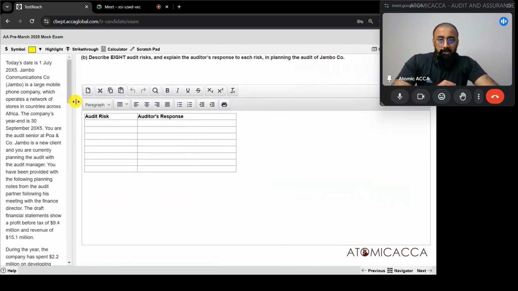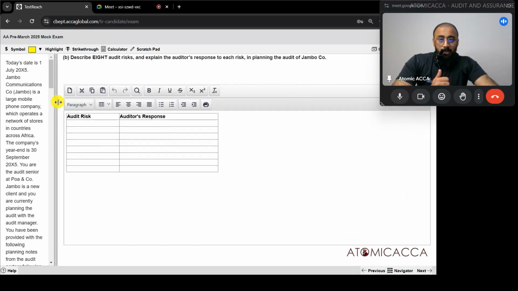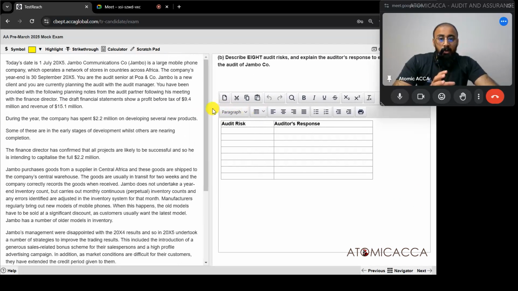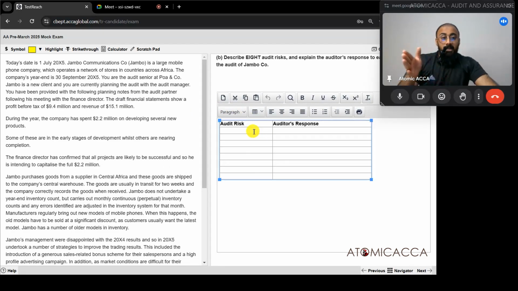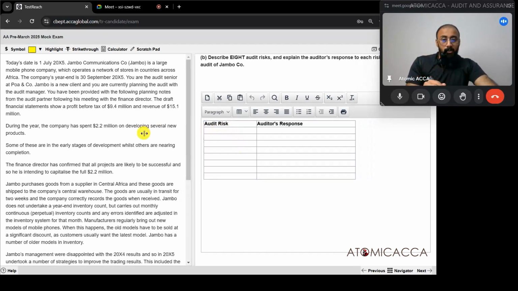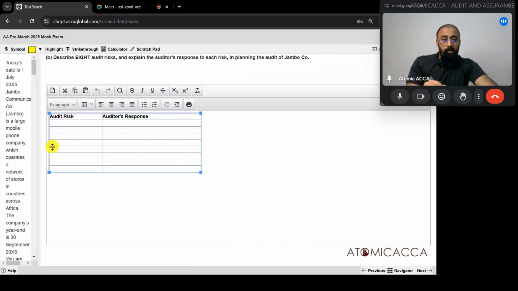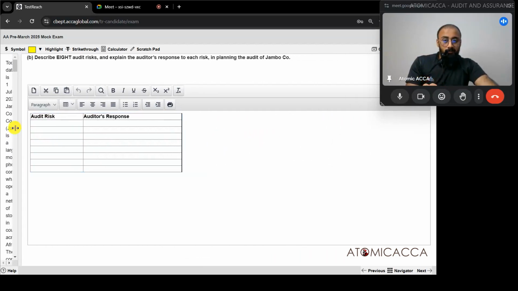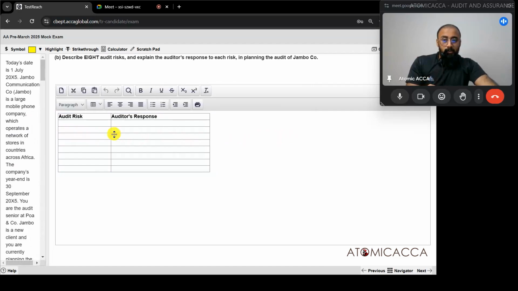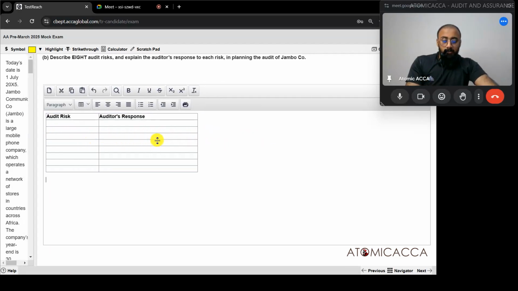So the question is asking describe 8 audit risks and explain the auditor's response. So we'll have to find, on the left side, identify and explain. That's going to be half mark and half mark, so that's 1 mark. On the right side, when we are writing a response, we'll get 1 mark over there. So each problem we find, it's going to be 2 marks. So in total 8 problems, that's going to be in total 16 marks worth of question. So let's start finding out.